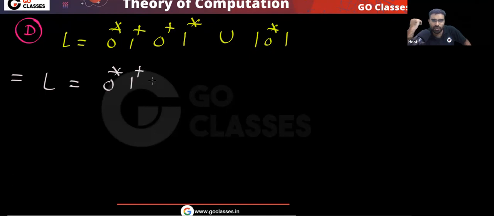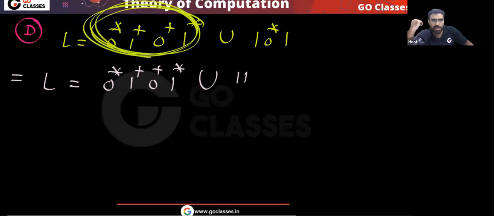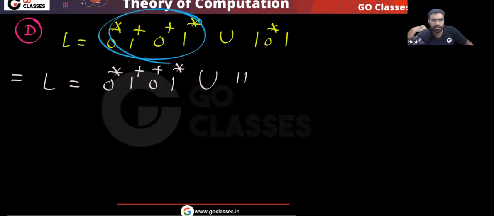0 star 1 plus 0 plus 1 star union only this string. Only this string is new. From this, you can only create this new string. Every other string is already covered in the first part. Anyway, this is your entire language.